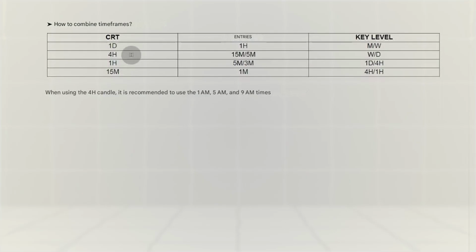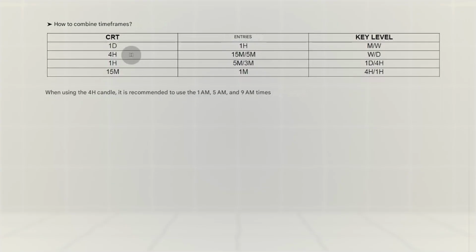For the 4-hour time frame, entries will be on the 15-minute and 5-minute charts, with key levels on the weekly and daily time frames. For the 1-hour CRT, the entry time frames are 5 and 3 minutes. The key levels, when I mention key levels I am referring to liquidity, will be on the daily and 4-hour charts. The 15-minute CRT will be worked on the 1-minute time frame. The key level will be on the 4-hour and 1-hour charts.